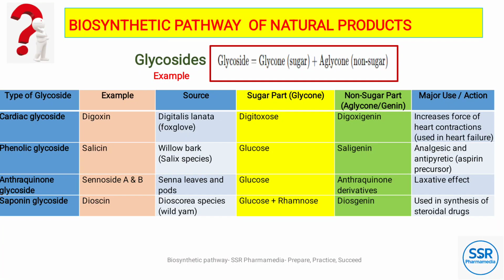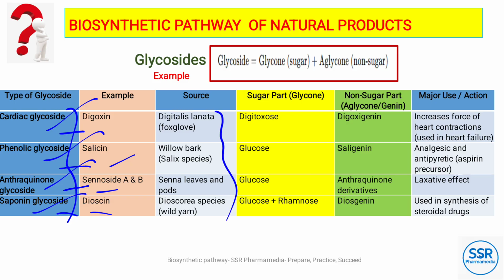Next, the types of glycosides: cardiac glycosides, phenolic glycosides, anthraquinone glycosides, and saponin glycosides. So, there are four types of glycosides. From cardiac glycoside, we get digoxin. From phenolic glycosides, salicin. From anthraquinone glycosides, sennosides A and B. From saponin glycoside, dioscin. These are the sources of these glycosides.